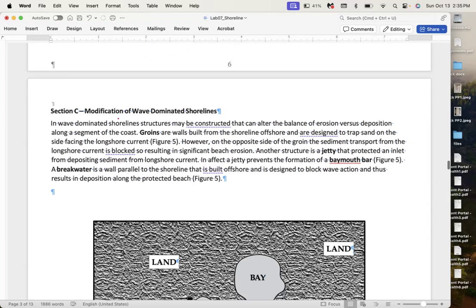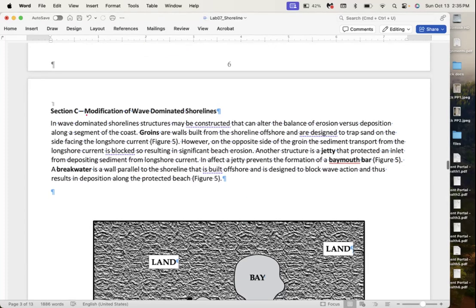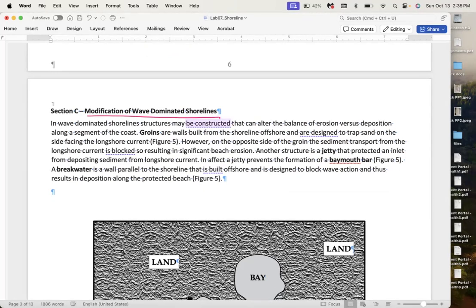So we can look at section C, which talks about the modification of wave-dominated shorelines. And these are going to be typically, not always, tectonically active. Some tectonically passive margins can certainly be dominated by waves. More on the Atlantic; the Gulf doesn't really have that big of waves.